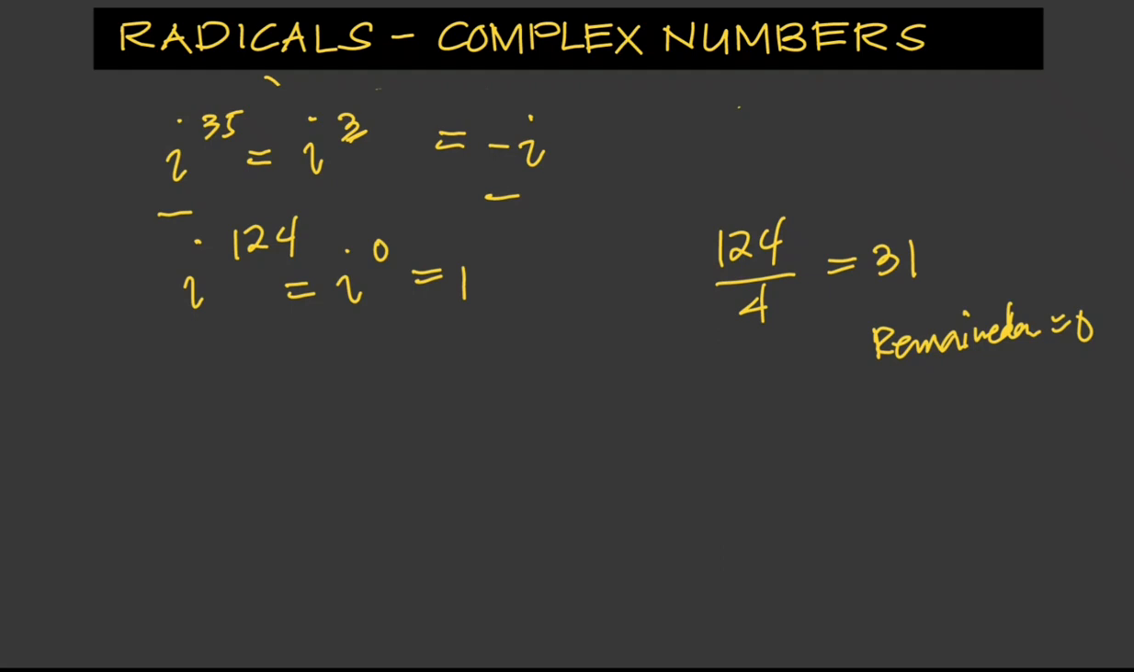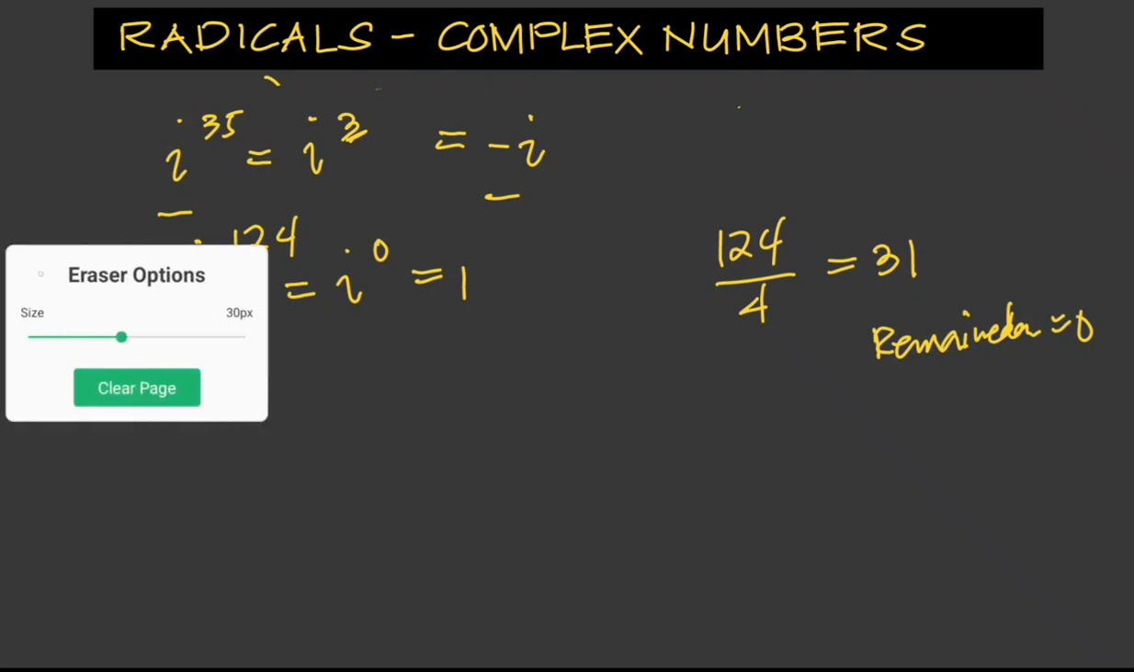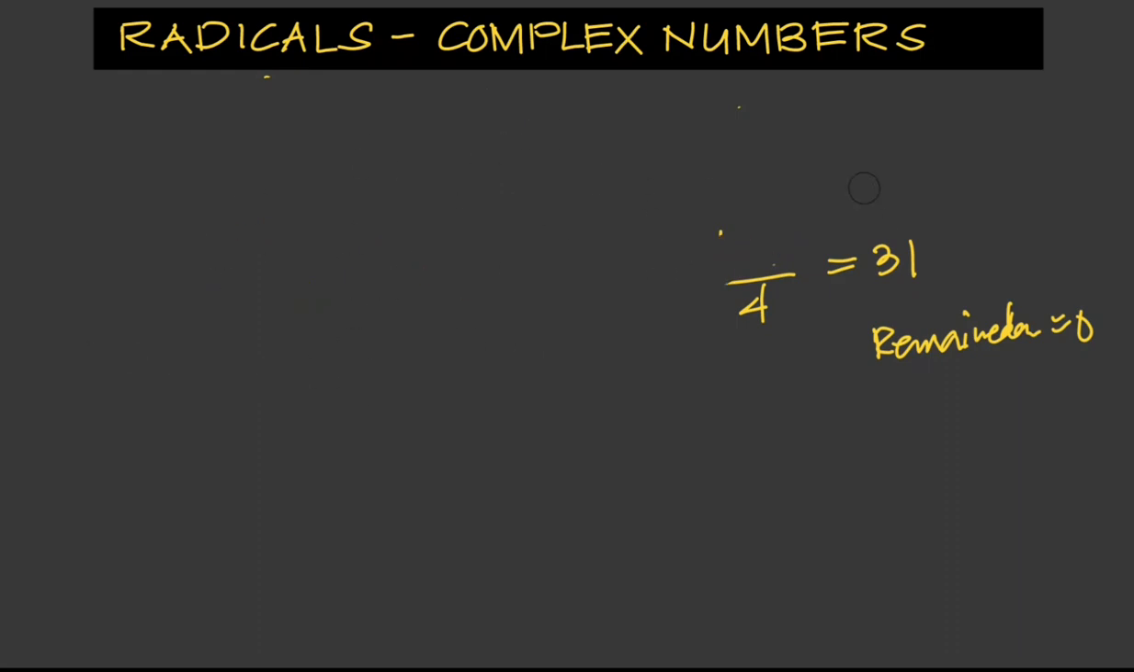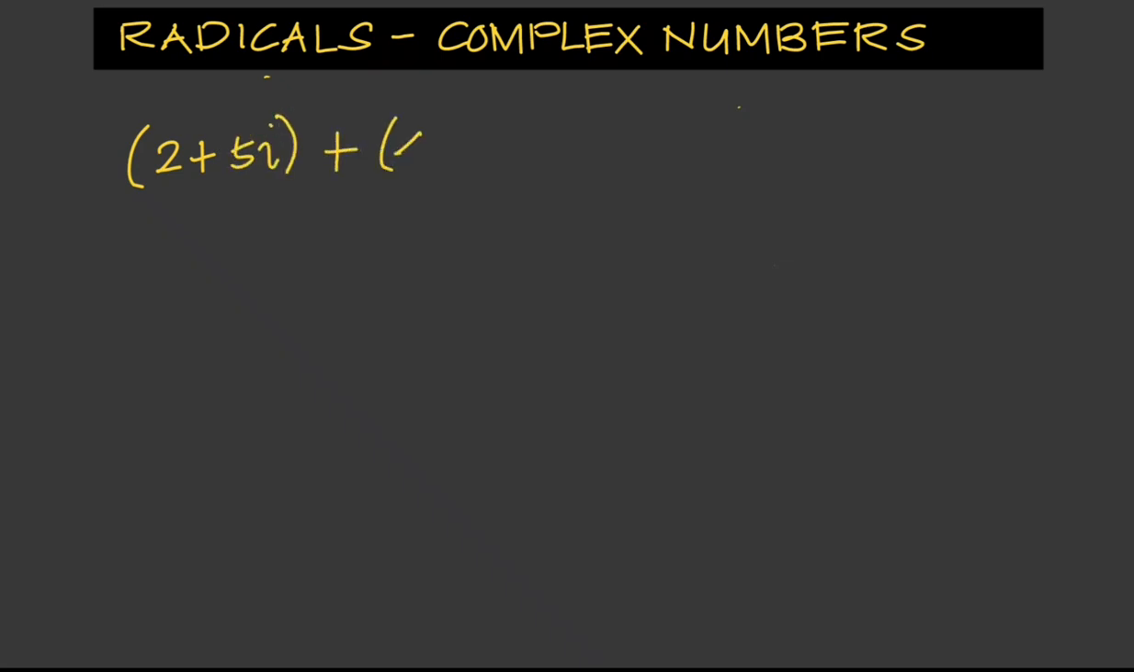So this means when adding and subtracting complex numbers, we simply add or combine like terms, like we do with expressions with only variables, or numbers and variables without imaginary numbers. So let's try adding some complex numbers here. Let's say we're given (2 + 5i) + (4 - 7i).